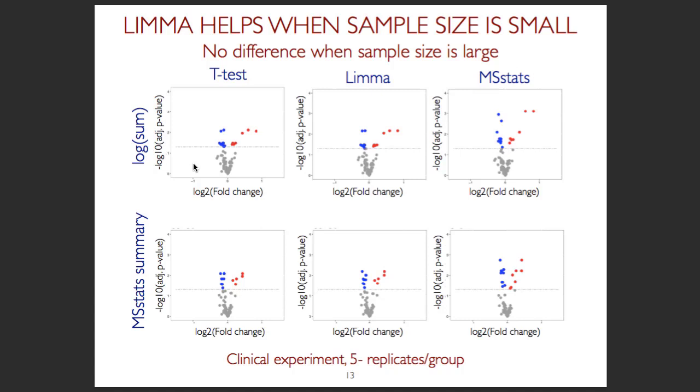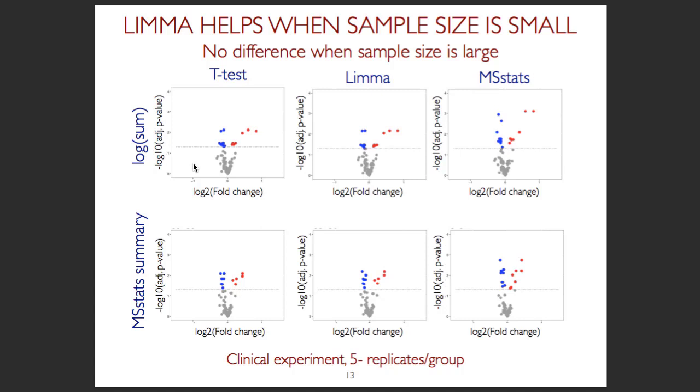Yeah, just now we learned that when the sample size is small, the inference of LIMMA and MSstats performs quite well when compared with the t-test. And it's just a follow-up question: when should we use LIMMA? When should we use MSstats? So they are not one versus the other, right? Let's see.